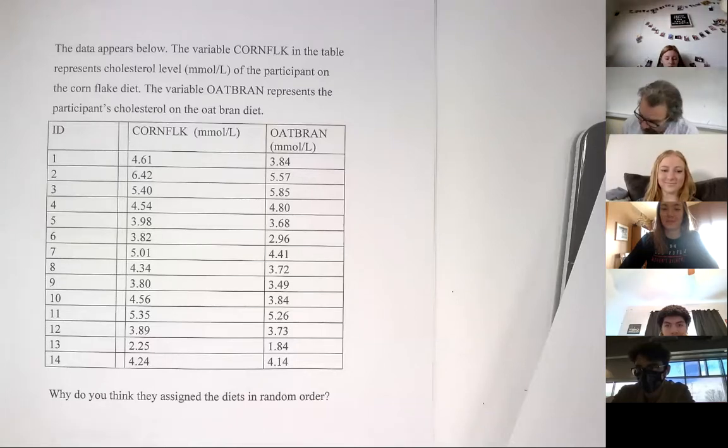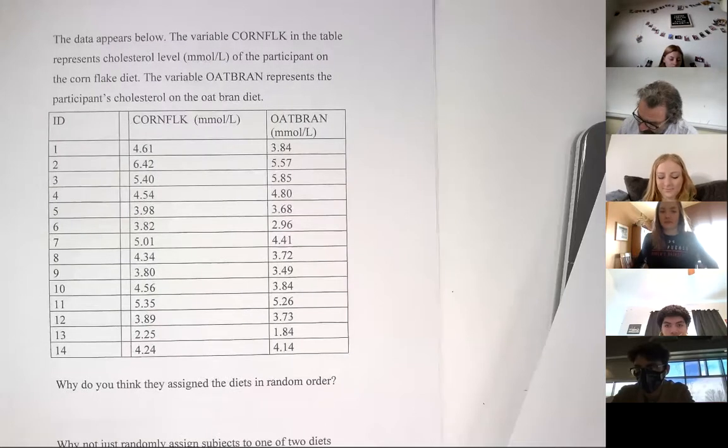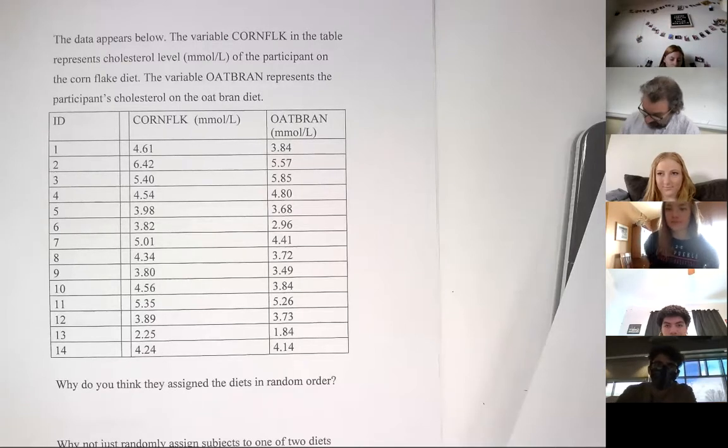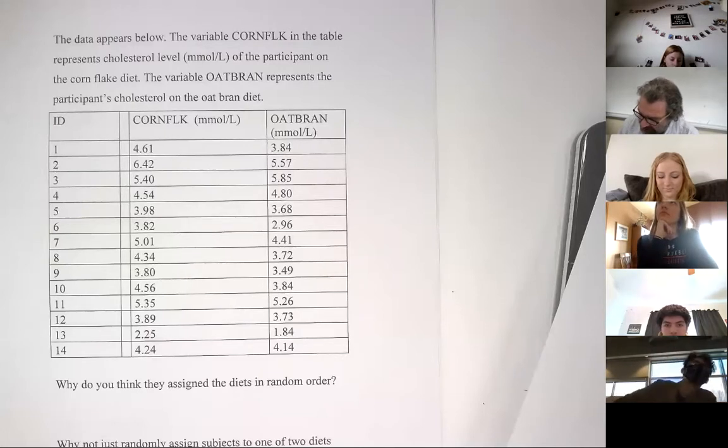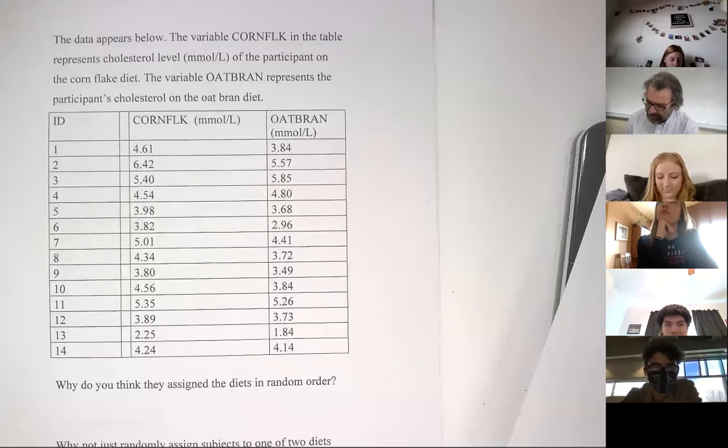Why not just randomly assign subjects to one of the two diets and record the results? Well, because they might just have high cholesterol, and you'd have to measure them before and after. You might be able to do that. Measure the cholesterol level, then put them on the two diets and see what happens. That could work. Once again, they would be then serving as their own match.